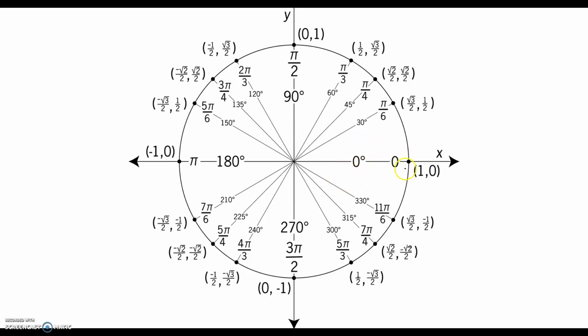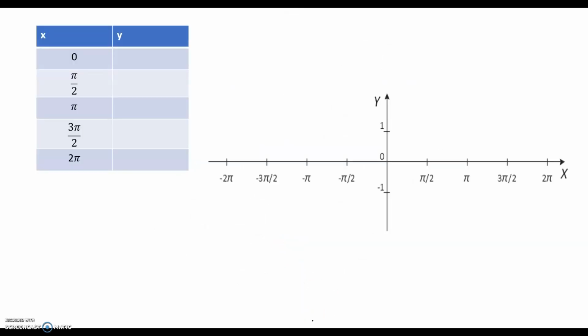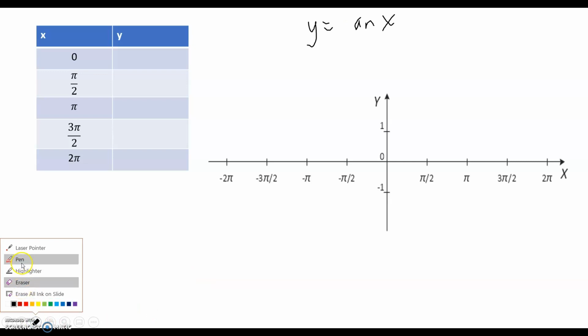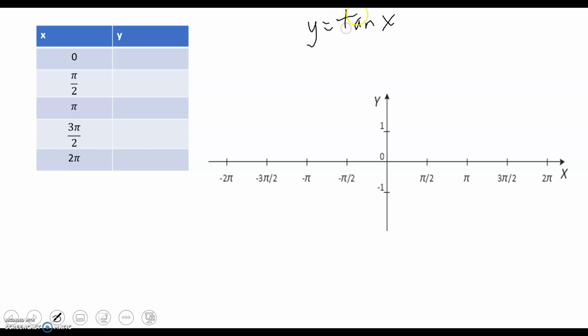So our quadrantal angles are 0, pi over 2, pi, 3 pi over 2, and then back here at 2 pi. So note those points. We have (1, 0), (0, 1), (-1, 0), and (0, -1). And let's see what we get for the tangent of each of those. So starting off, we're going to be graphing the tangent of x. So y equals tangent x. Again, my screen has been acting up, so we'll just make the best of what we can. All right, tangent of x.